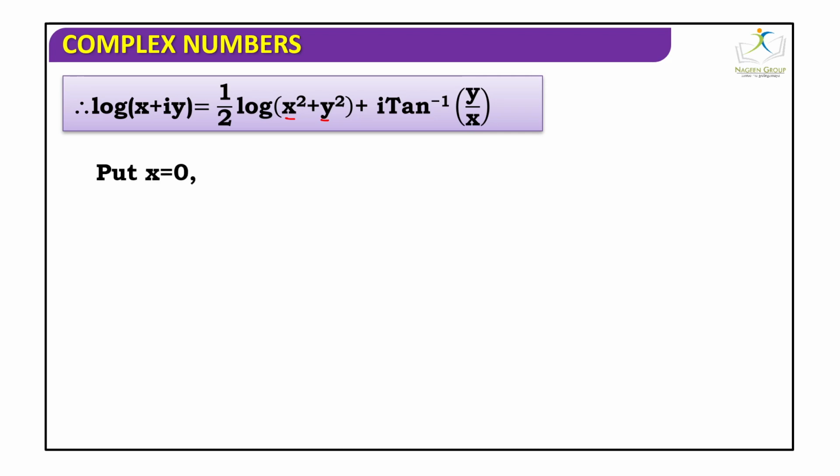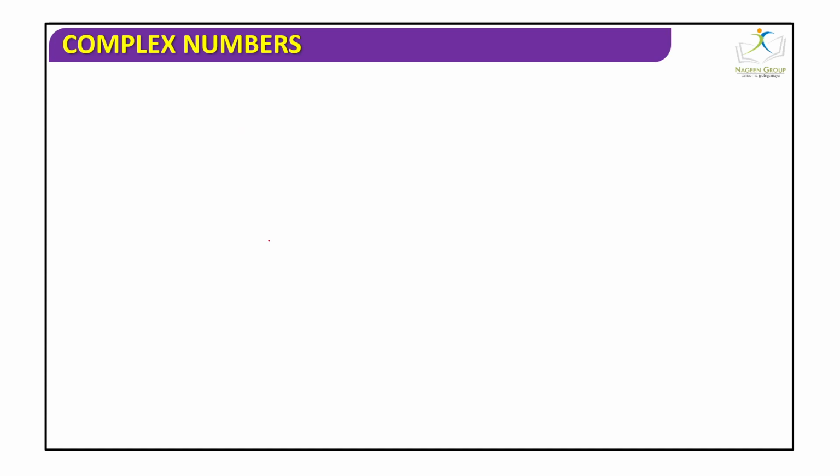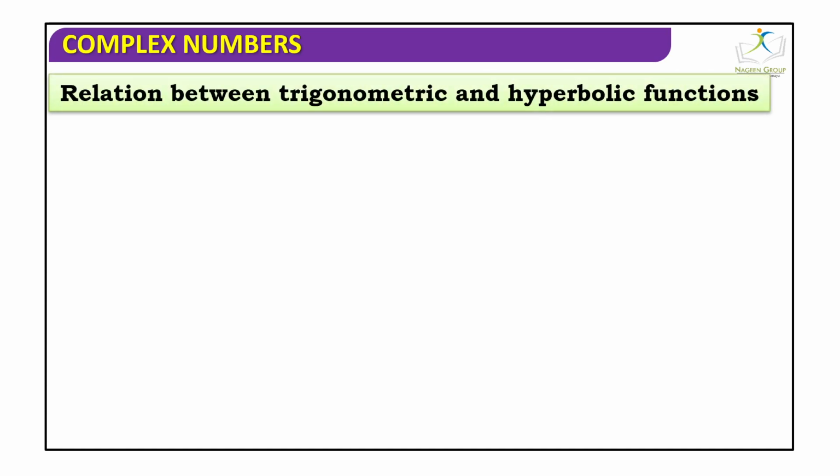Now put x equal to 0. In the above equation we put x equal to 0, y equal to 1. In the above rule we get log of iota, which equals 0 plus iota into 1, right, which is equal to half of logarithm of 0 plus 1, this is 1, plus iota tan inverse of y by x, that is 1 by 0, right? Log 1 is 0, so we get iota as it is, right? Tan inverse of infinity equals pi by 2, right? So the value of this equals iota pi by 2.